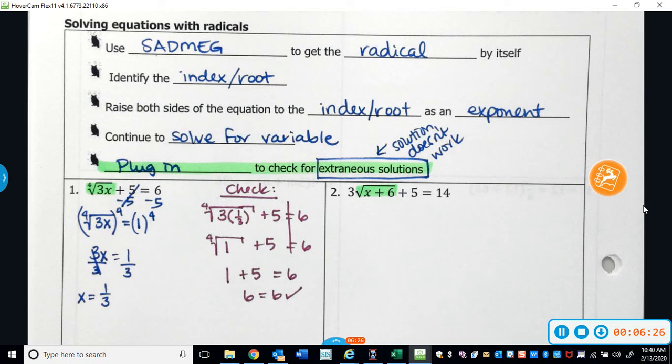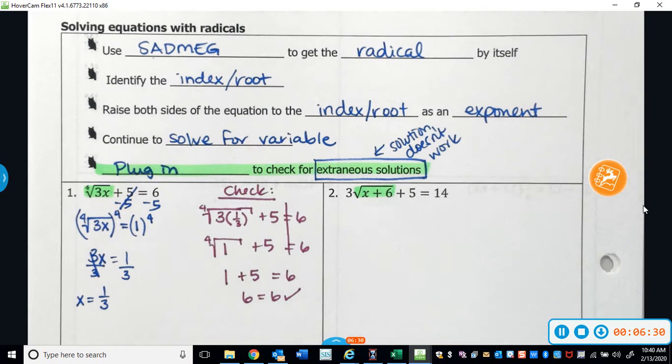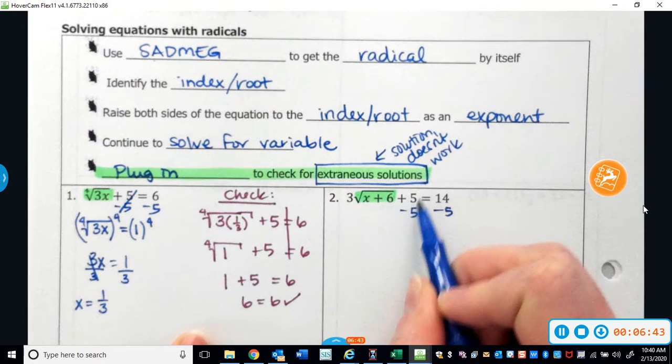Okay. So here's my radical. I can see that it's a square root, but there are lots of extra outside things that I need to get rid of first. Could I have someone tell me what's one thing I might want to do first for this one? Yeah? Good. So I'm going to start by subtracting 5 from both sides because I know I should be doing adding or subtracting first.